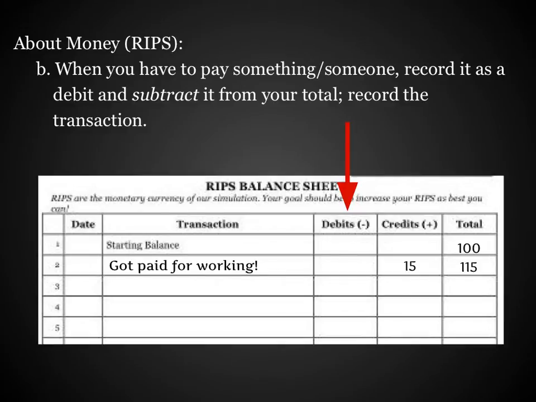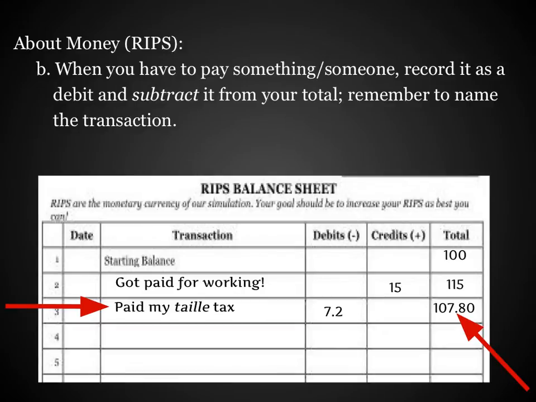Whenever you have to pay something or someone, you're going to record it as a debit, and you're going to subtract it from your total, also recording the transaction. Now here on our altered balance sheet, somebody had to pay the tail tax. That amount was 7.2 RIPS, so their new total is 115 minus 7.2, or 107.80 RIPS.